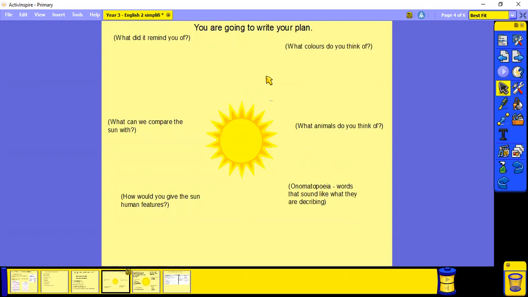So you're going to write your plan, and your plan will look a bit like this. You can draw the sun in the middle, and then we've got some key questions to help us, the same questions that we've just looked at on the other page. So when we're thinking about our plan, what did it remind you of? What colours do you think of? What can we compare the sun with? What animals do you think of? You might not have thought of any animals. What human features would you give the sun? And then onomatopoeia, words that sound like what they are describing.